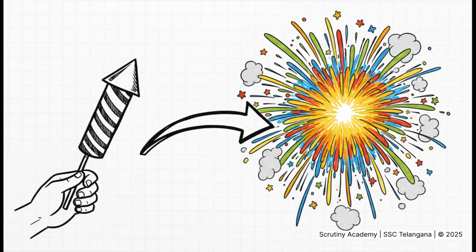Or think about the total opposite, the flash and bang of a firework. It's a super fast, irreversible reaction where solids turn into light, heat, and gas in an instant. The original cracker, it's gone forever. Another perfect example of a chemical change.